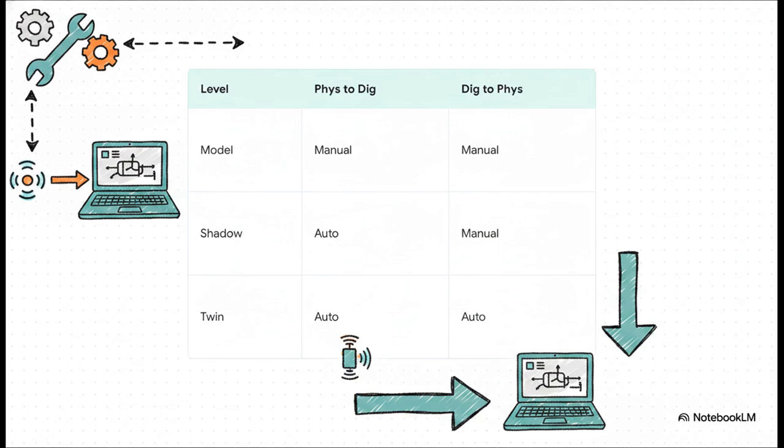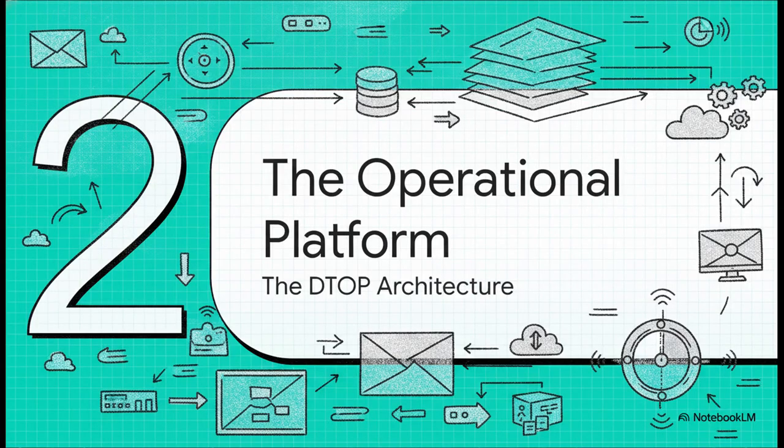Breaking it down like this brilliantly illustrates the difference. Say you have a standard 3D CAD drawing where you have to move data manually. That's just a digital model. Now, if you have automatic sensor data flowing from the physical object to the digital object, but it doesn't go the other way around, that's what we call a digital shadow. The main takeaway here is that only when you achieve automatic two-way data flow do you actually have a true digital twin. Moving right along to part 2, building the operational platform.